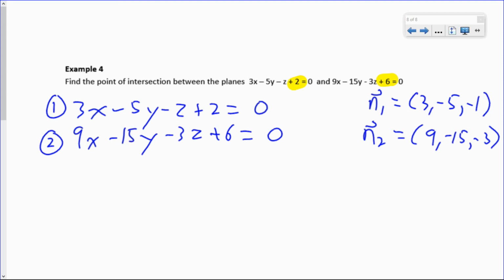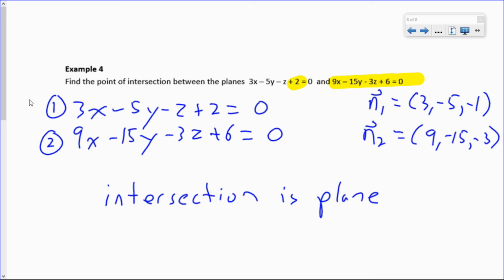So really, this is kind of an unsimplified equation. You could divide everything by 3 and you'd have the exact same equation. So in this case, these are coincident planes. They're the same plane. So the intersection is just the plane itself. So the planes are coincident.